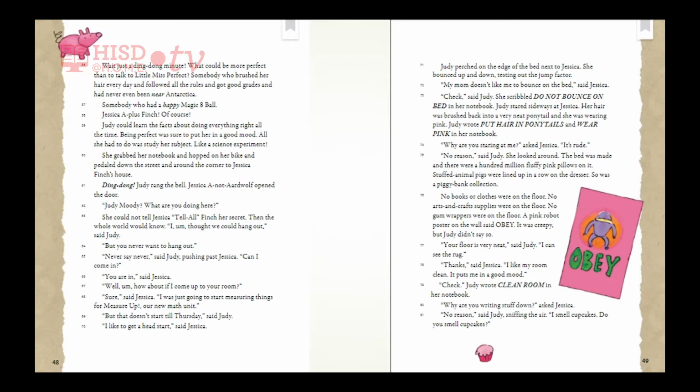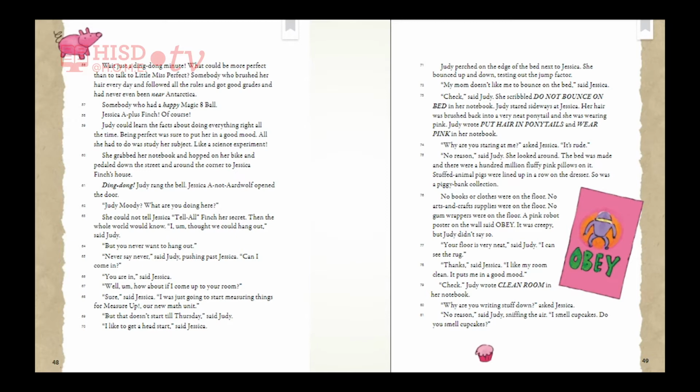All she had to do was study her subject, like a science experiment. She grabbed her notebook and hopped on her bike and pedaled down the street and around the corner to Jessica Finch's house. Ding-dong! Judy rang the bell. Jessica A. Not Aardwolf opened the door. "Judy Moody, what are you doing here?" She could not tell Jessica Finch her secret. Then the whole world would know.